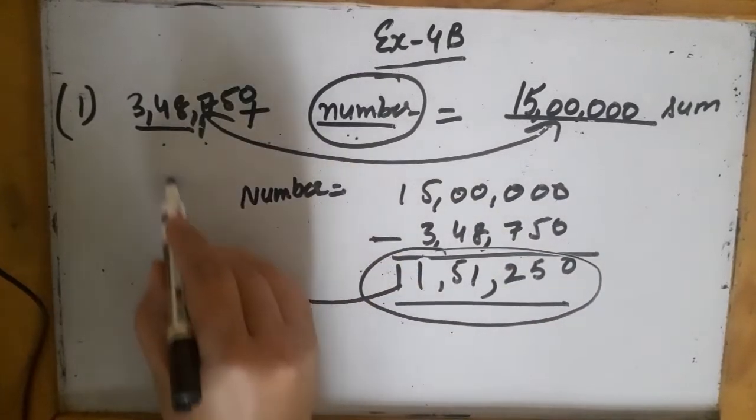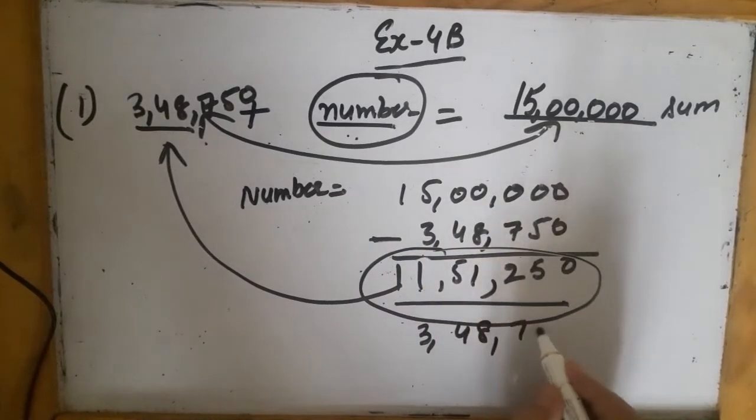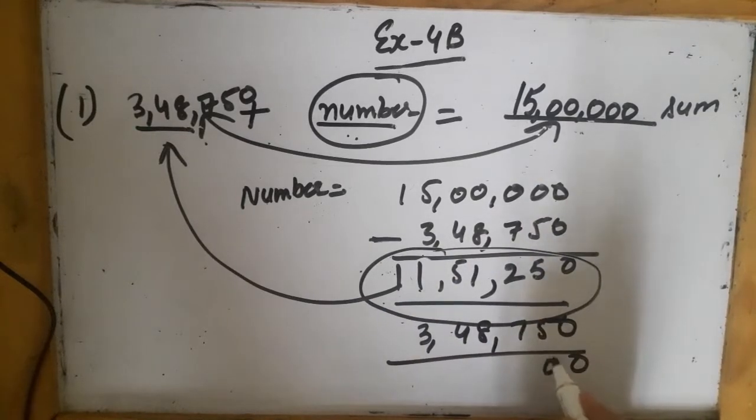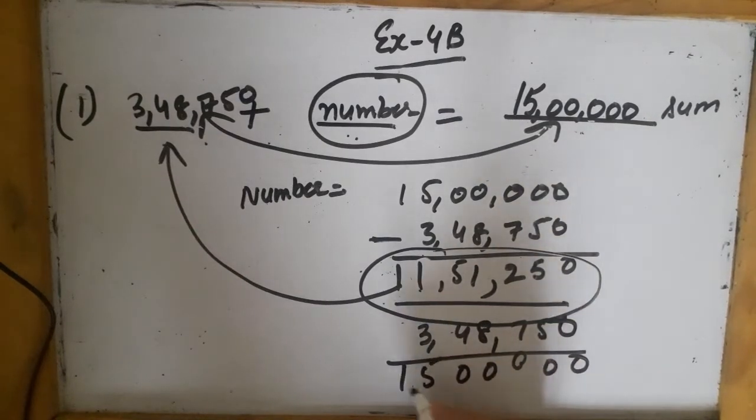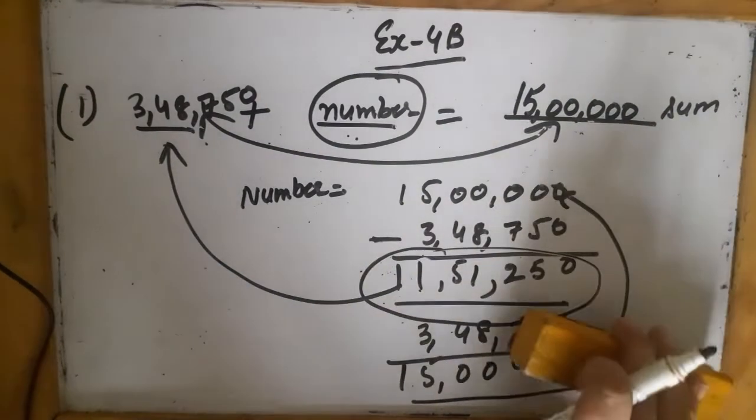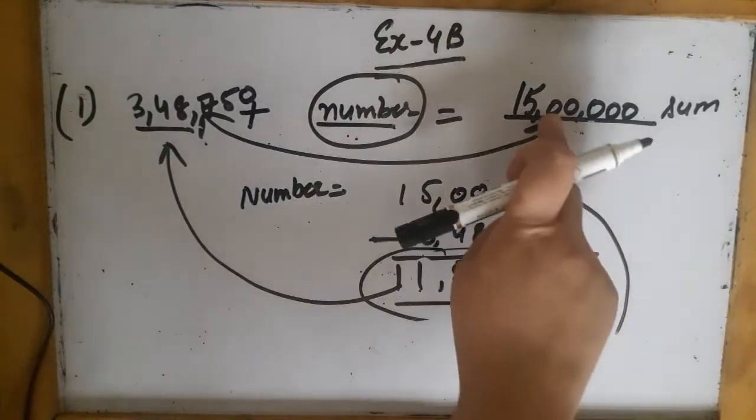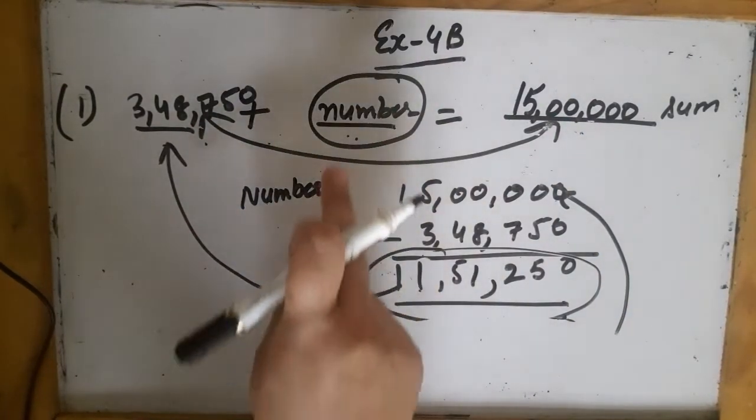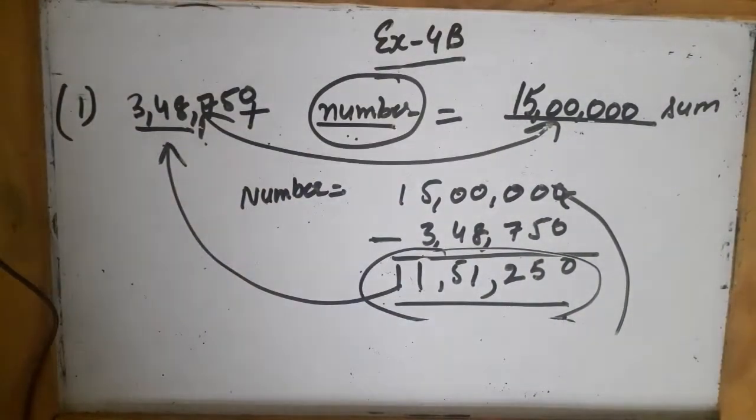If you add this number to this, let us check. If I add 48750, how much will I get? I will get this. So how will I find the answer for this? By subtracting these two numbers. So this is the number which I will add with this and I will get 15 lakhs.